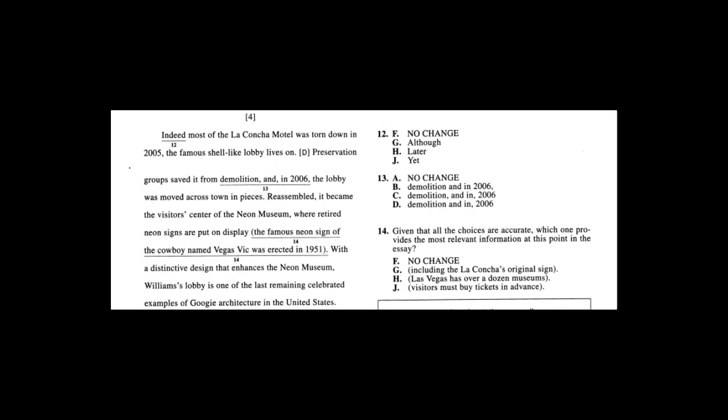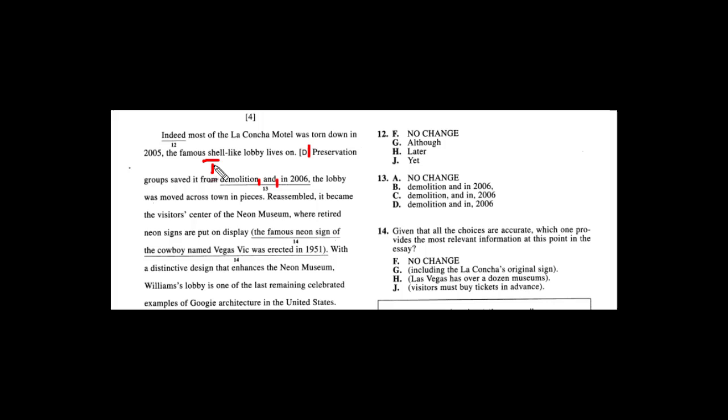Problem number 13, first thing that I do is I look and I see we've got a bunch of commas in here. So I'm going to trace in the commas and then label it independent or dependent. Okay. First thing I do is I'll just take a look at answer choice A. All right. A, there's a comma here, a comma here. All right. So let's read from the beginning of the sentence. Preservation groups saved it from demolition.